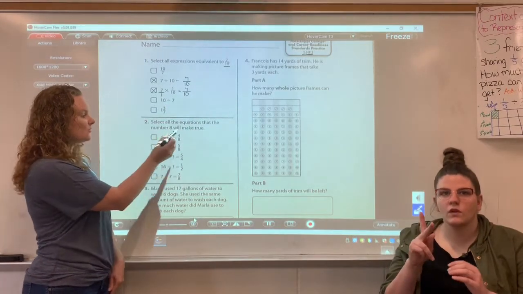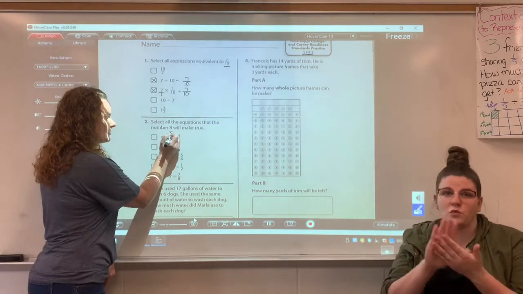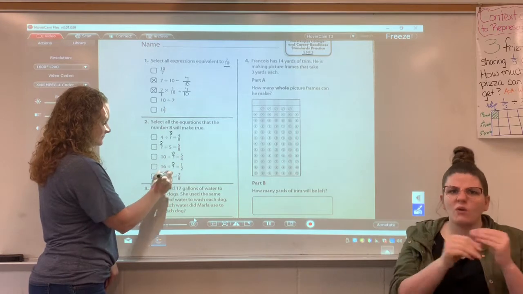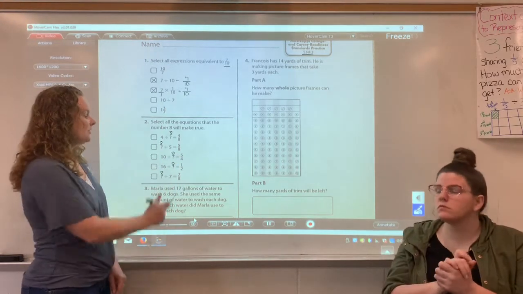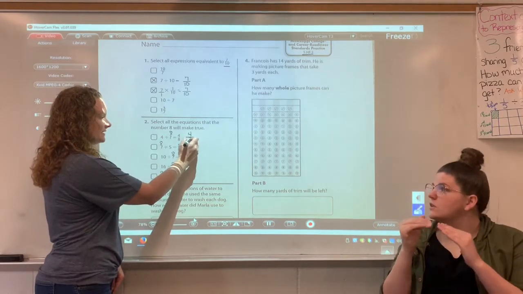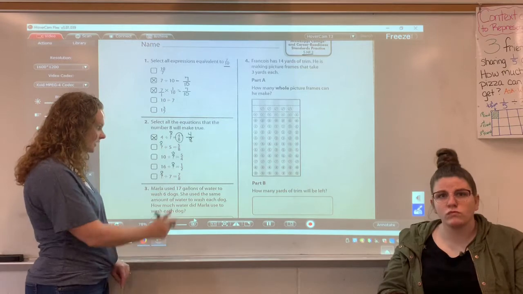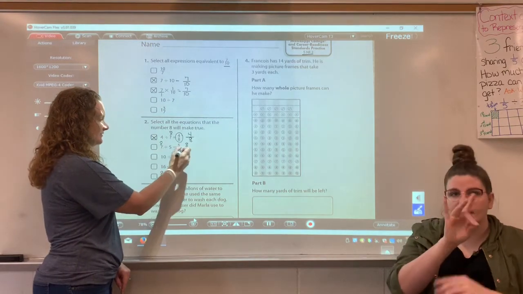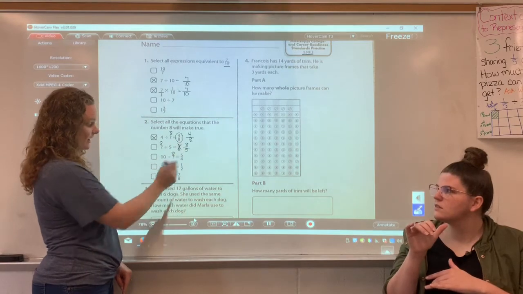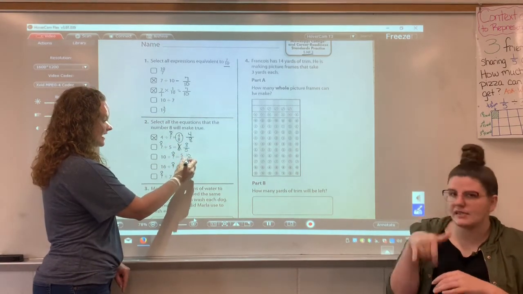Okay, select all the equations that the number 8 will make true. So where you have a question mark, go ahead and put in the number 8. Okay. This one here says 4 divided by 8, which would be 4 divided by 8. And that is what they have, so therefore that is true. This would be 8 divided by 5. That's not what they have, so that is not correct.